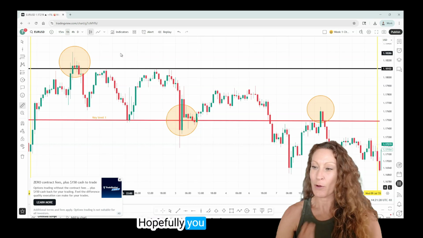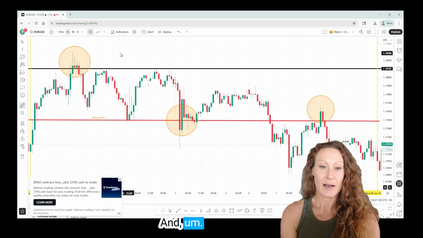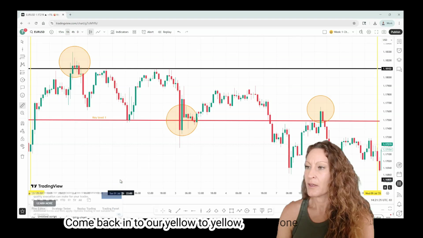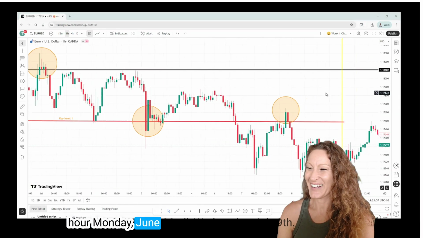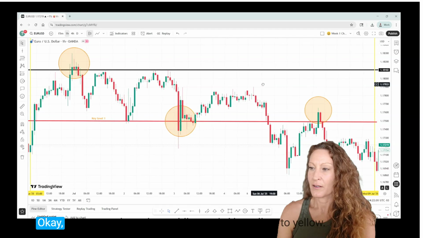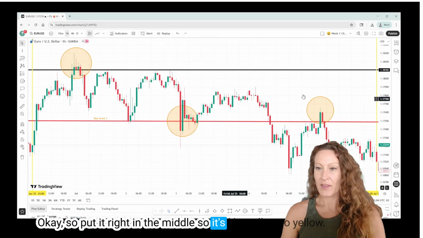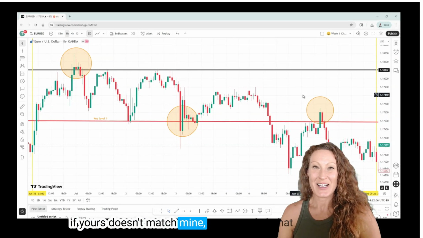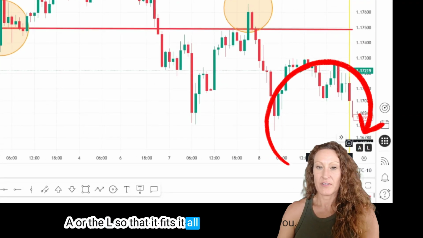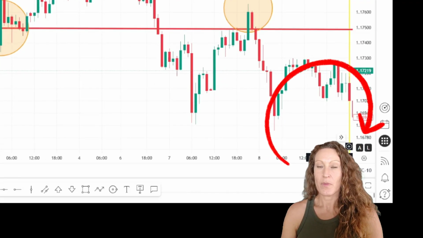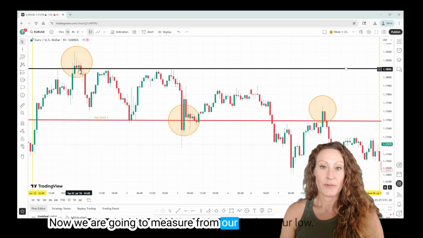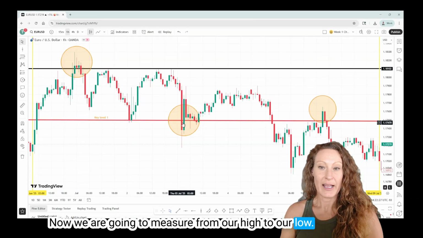I forgot to remind you. Hopefully you did. And come back in to our yellow to yellow on the 1 hour. Monday, June 30 till Wednesday, July 9th. Okay, so put it right in the middle so it's like yellow to yellow. If yours doesn't match mine, just click the A or the L so that it fits it all on the page for you. Okay, now we are going to measure from our high to our low.